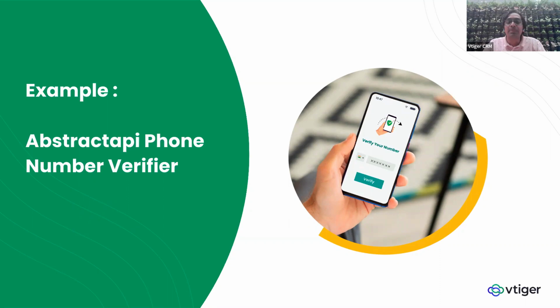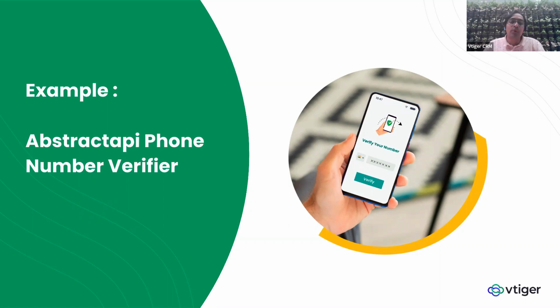I have used Abstract API. Abstract API is an application that provides APIs that help you verify phone numbers. If you just pass the phone number to them, they will verify it. They give information such as which country the phone number belongs to, what the mobile provider is, whether it's valid or not, and a few more details. You can then save that information into the CRM so that you can avoid calling and save time for your sales team. Let me show you how this works.